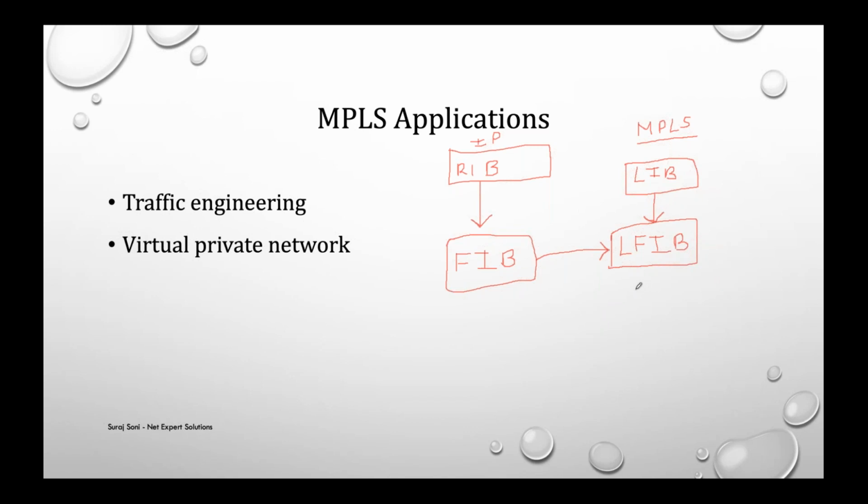So when an MPLS packet comes in, it will look at this table. Okay, this is the best path, this is the outgoing interface, this is the label which is associated with it. So okay, I will use that label and send the packet outside.